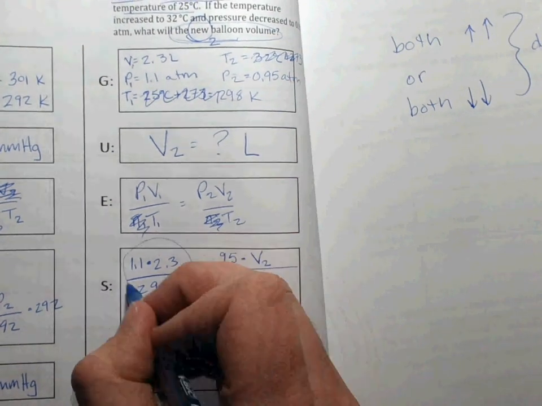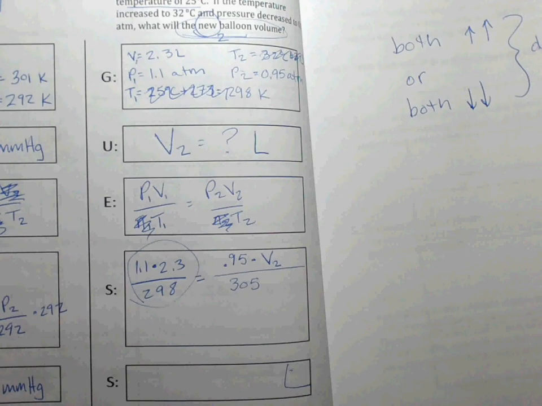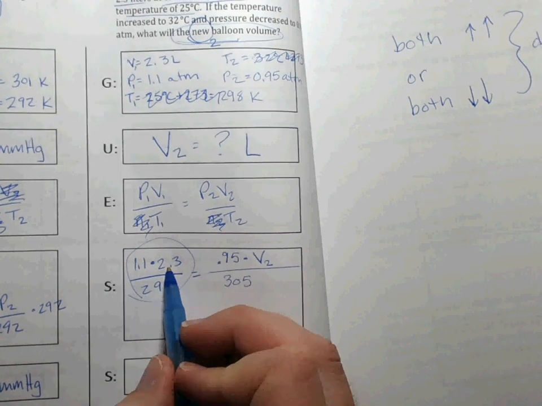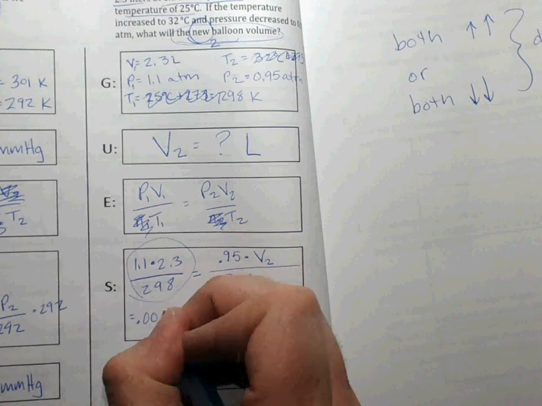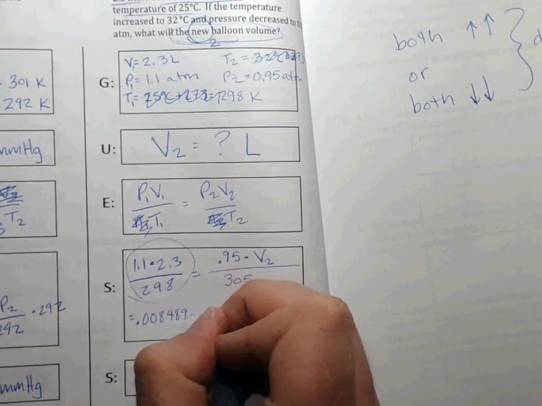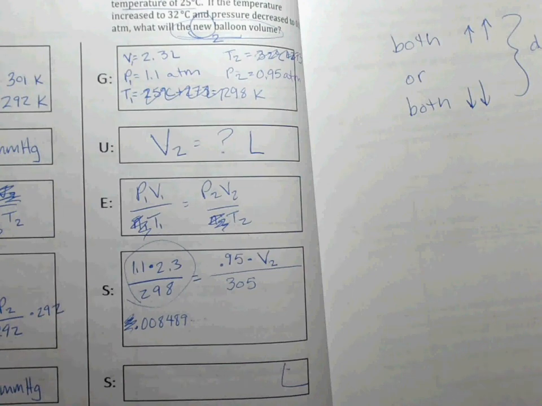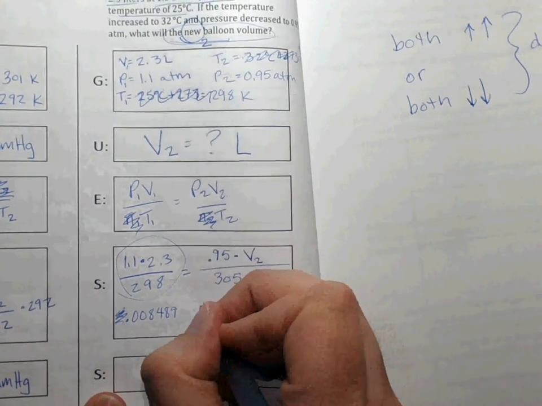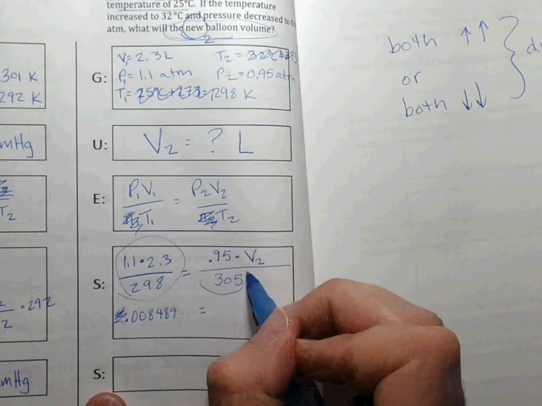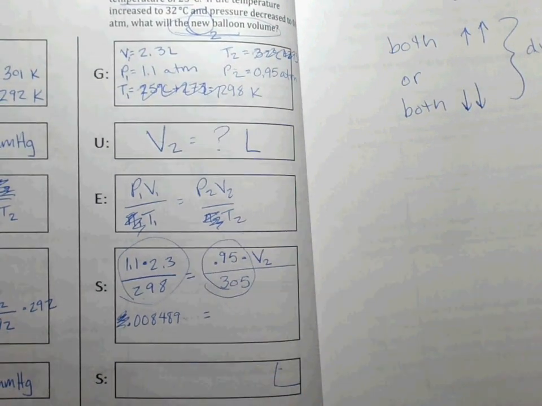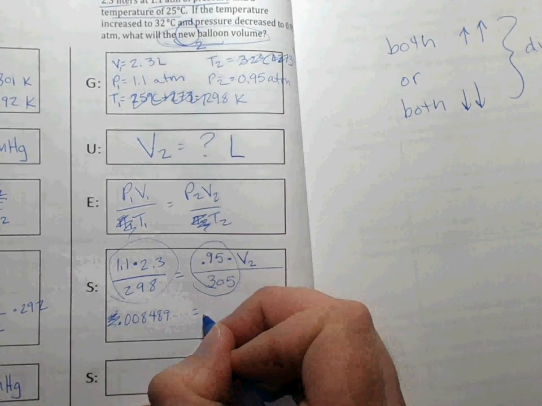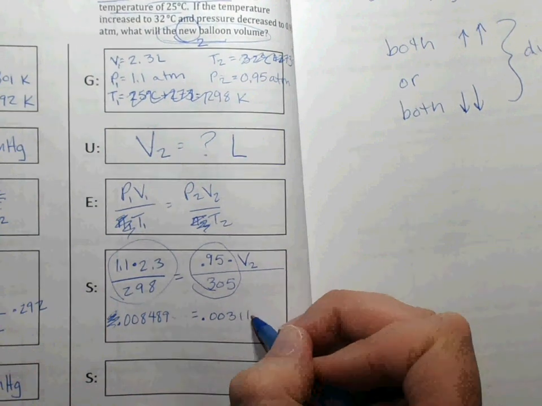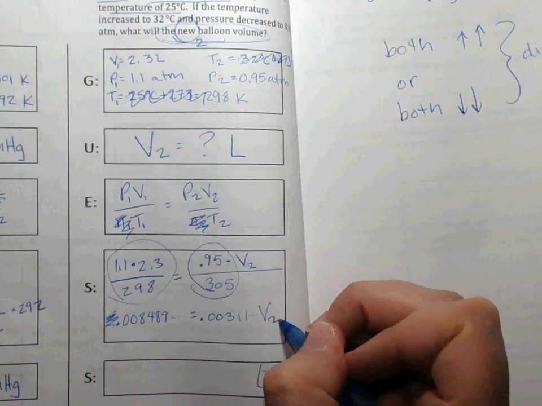So first I'll put this in my calculator, 1.1 times 2.3 divided by 298. When I do that in my calculator, I get 0.008489, blah, blah, blah. I don't have to write all of it down. My calculator saves it for me. And I know that equals this stuff. I can also simplify this right here, 0.95 divided by 305, which is 0.00311, blah, blah, blah. And that'll be times V2.